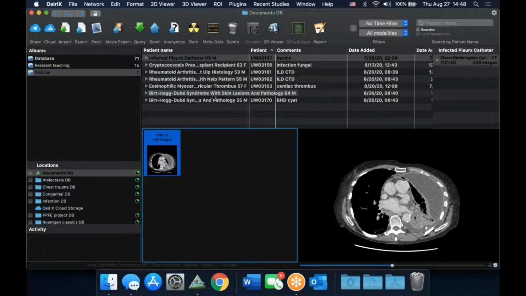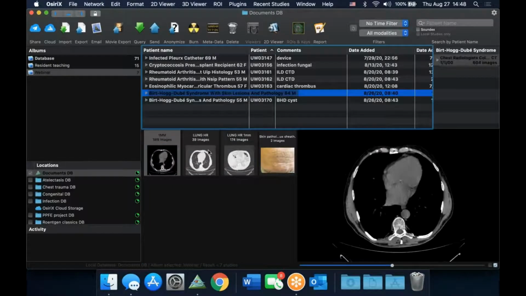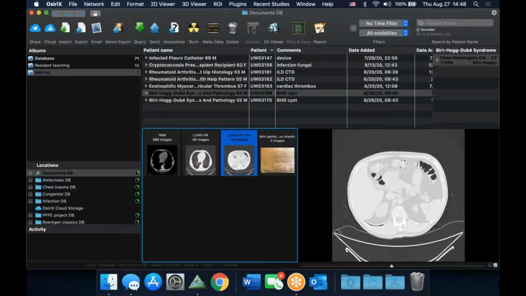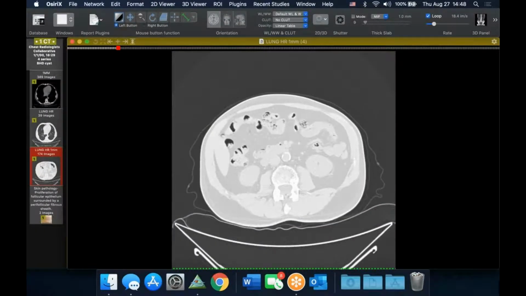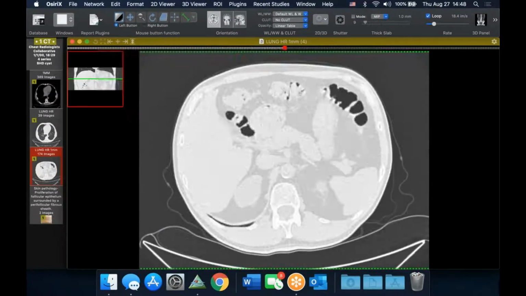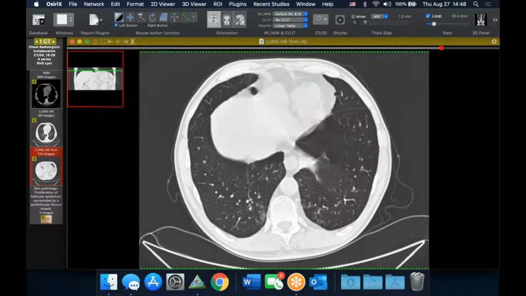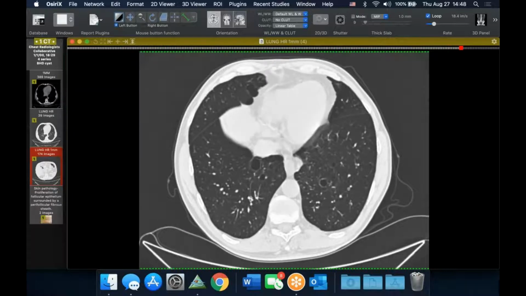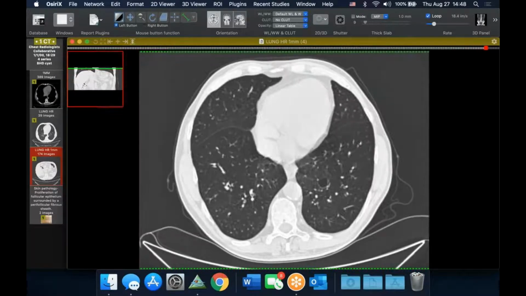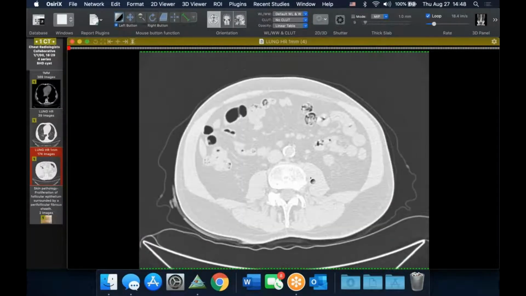Let's see. So Vasilio sent me two nice cases of Birt-Hogg-Dubé, and I'll show them real quickly. The first patient worked as a welder for many, many years, and has this CT. Had no family history of pneumothorax or anything. But this CT shows very nice Birt-Hogg-Dubé type cysts.